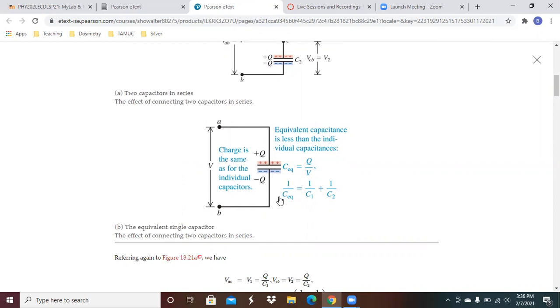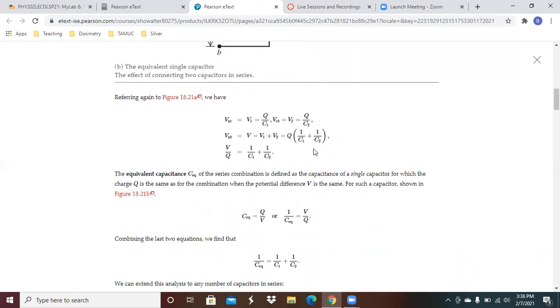If you look at the overall equivalent capacitance, this is how you tabulate that: 1 over C1 plus 1 over C2. To get that, we're going to be looking at the applications of these formulas and then the theory as to how that comes about.